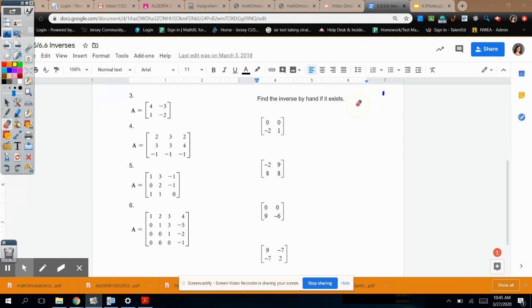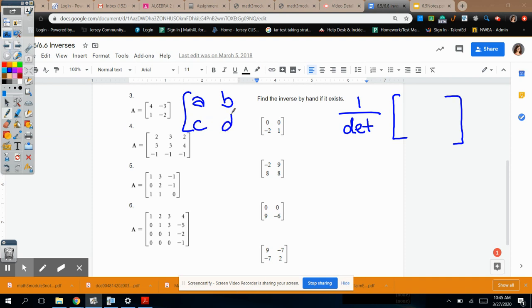Your calculator could also do it, but sometimes if there's an X or something, you would have to do it by hand. So here's how you do it. You do the 1 over whatever the determinant is, and you're going to take that times. Remember how I said A, B, C, and D? I told you to circle this and circle this. For each circle, you're going to do one thing. In the first circle, you're going to actually switch their places. The D goes here and the A goes here.